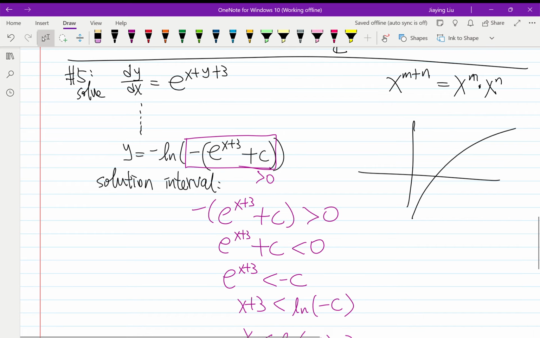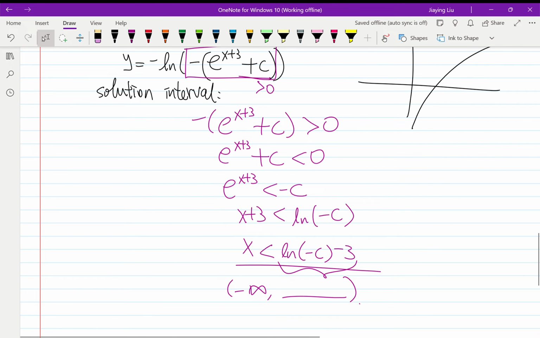Definitely give a try. I think if you are careful enough, you should be able to figure out what the y is. And take a look at the solution interval I wrote, see if it makes sense.